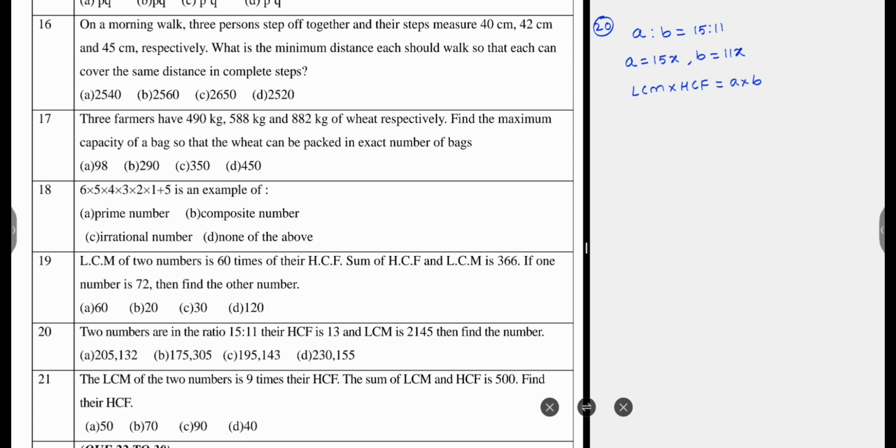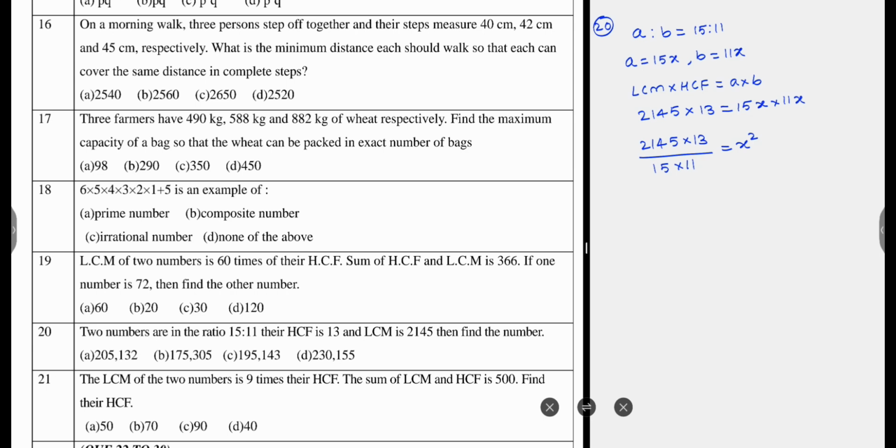So here LCM is 2145 into HCF is 13 is equal to 15x into 11x. So we get 2145 into 13 by 15 into 11 is equal to x square. 15 and 11 we transpose to this side.